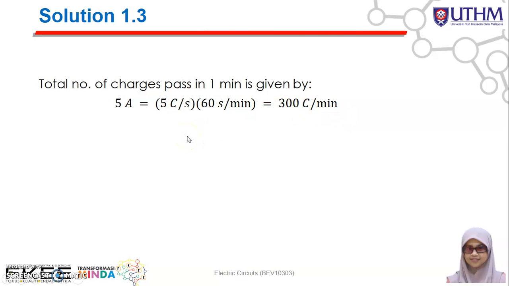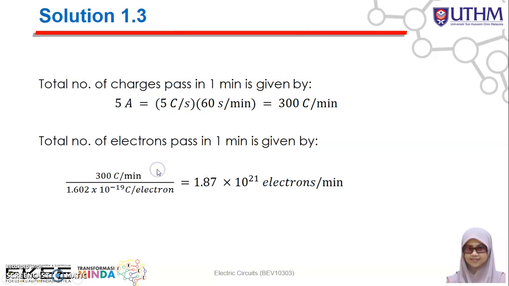Okay, and then after that we want to find how many electrons you have inside 300 coulomb. So the total number of electrons in 300 coulomb per minute: you know that in 1 coulomb you have 1.602 multiplied by 10 to the power of negative 19 coulomb per electron. So 300 over this number is equal to 1.87 multiplied by 10 to the power of 21 electrons per minute. Okay, so this is the final answer.